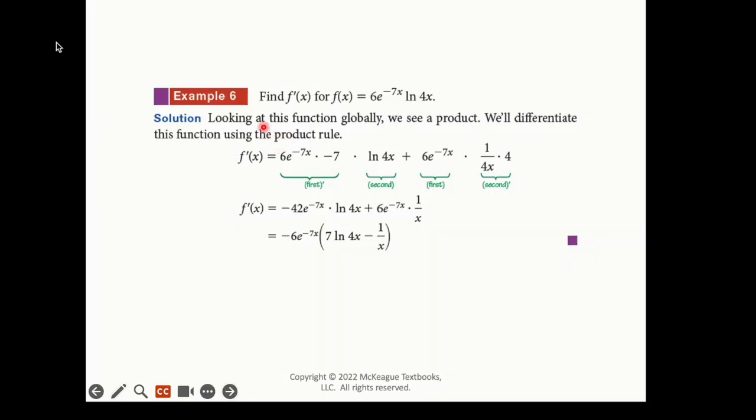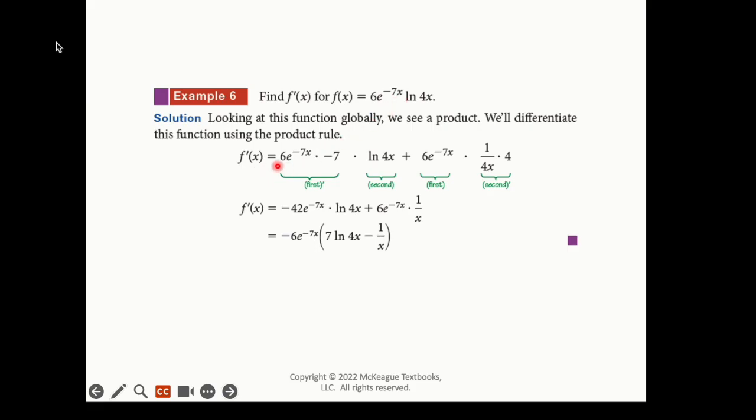In example 6, we need to find the derivative of the function f, which is defined as 6e to the negative 7x times the natural log of 4x. We're going to have to use a product rule here because we have two factors. The first factor is 6e to the negative 7x, and the second factor is natural log of 4x. Then we're additionally going to need to use the chain rule because we have something other than x in here, and we have something other than x up here in the exponent.